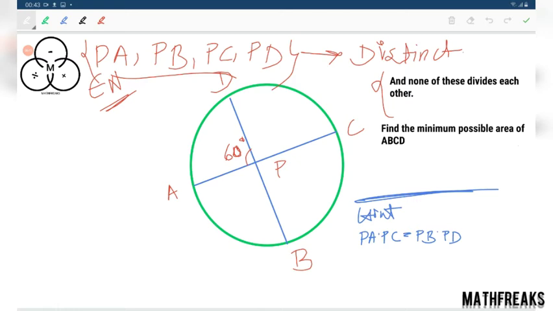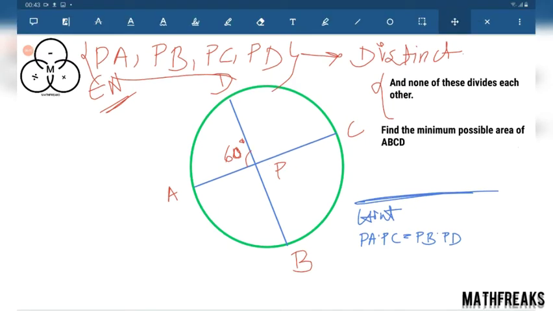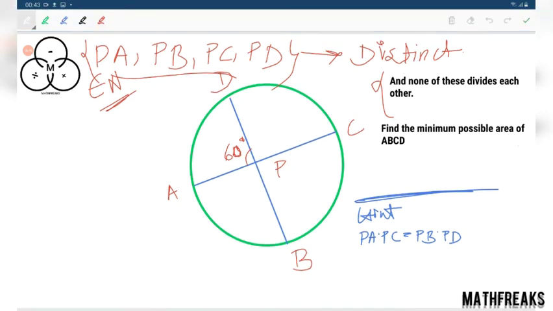So the numbers will also be minimum. Nothing of this can be 2, because if it's 2, then it will divide any even number further on. So if we think of such numbers, with PA times PC equals PB times PD, then one such set will be 15, 4, just 60.